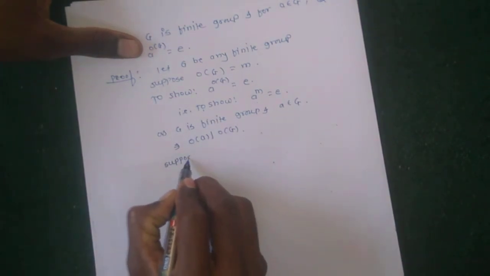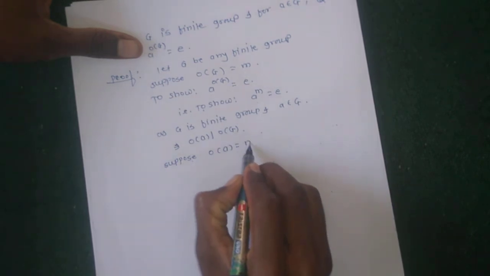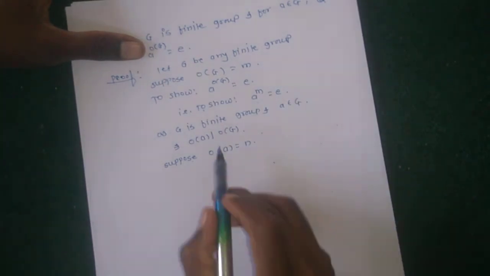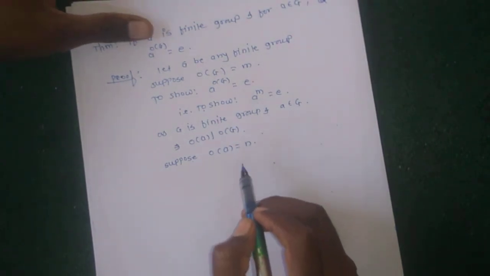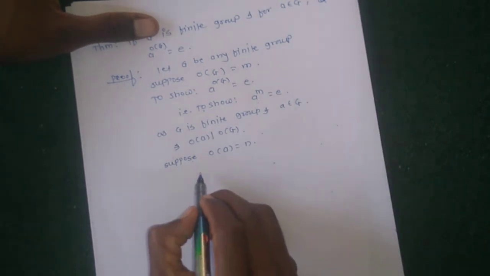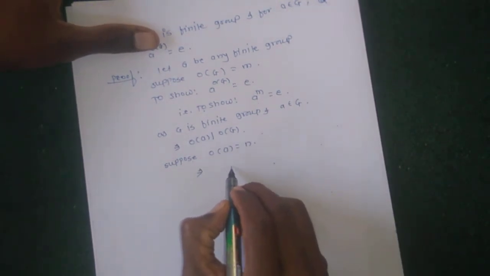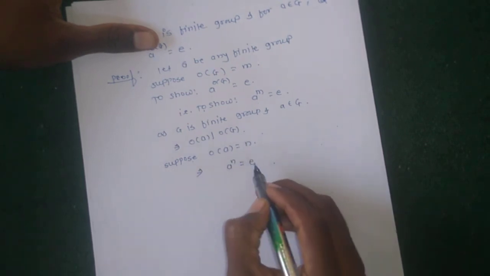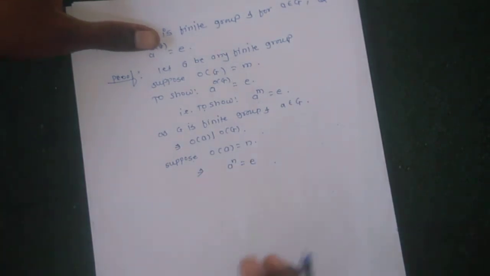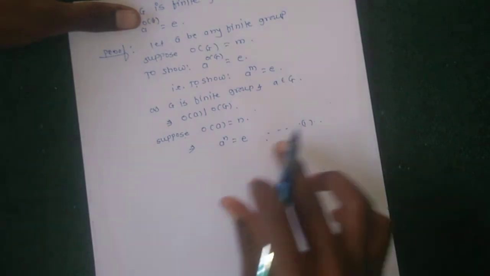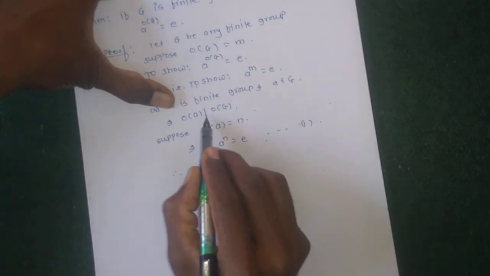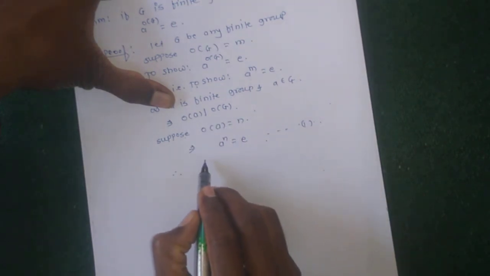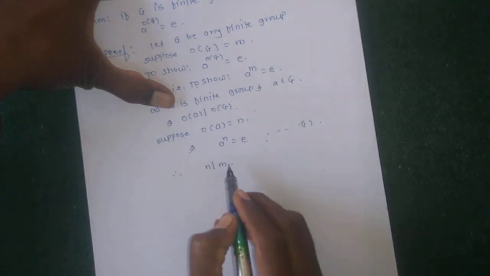Suppose the order of A equal to N. The order of A divides the order of G, but the order of A is, suppose, N, any integer. Which implies that A raised to N equal to identity. This is equation number 1. And therefore, from this, the order of A divides the order of G, which implies that N divides M.